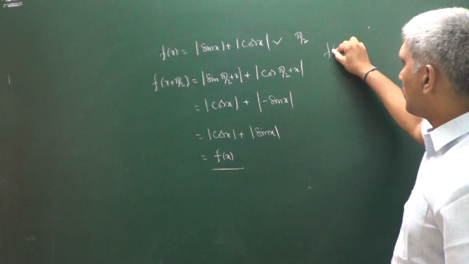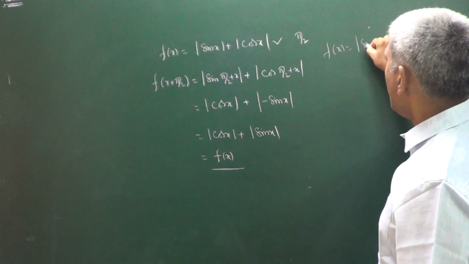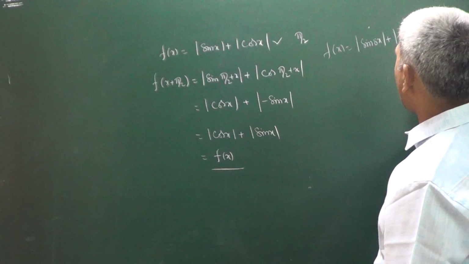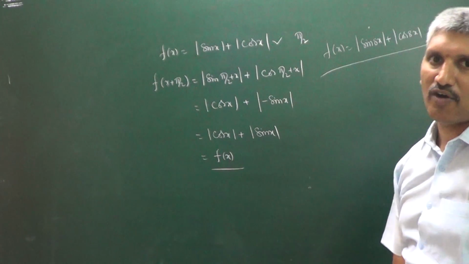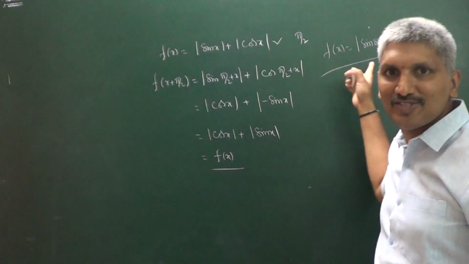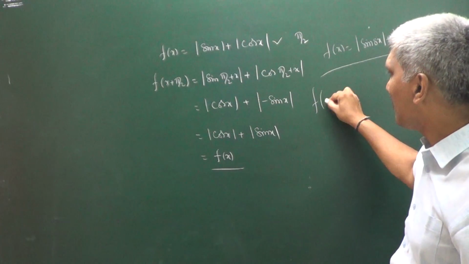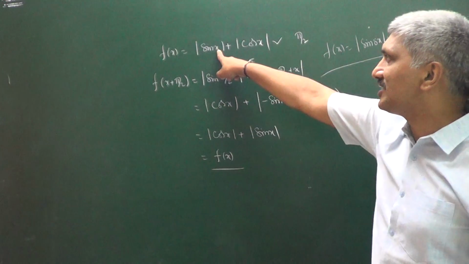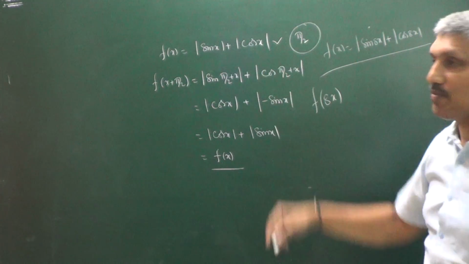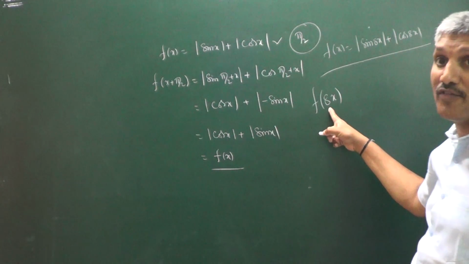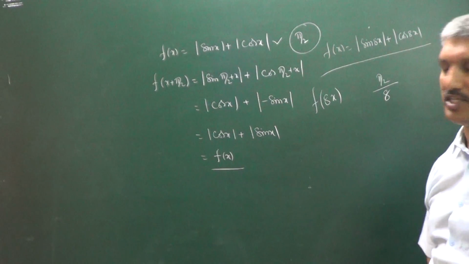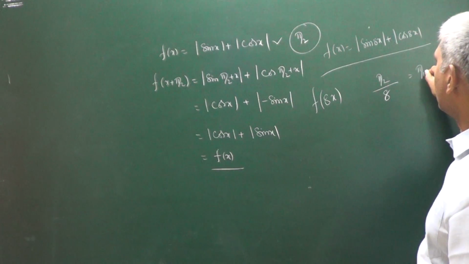Suppose the problem is given like this. f of x is equal to modulus of sin 8x plus modulus of cos 8x. Tell me, what is the period of this function? This is f of x, then this will be f of 8x or not. In place of x we have 8x. f of x is a periodic function with the period pi by 2. That's why f of 8x is a periodic function with the period pi by 2 by 8, that is equal to pi by 16.